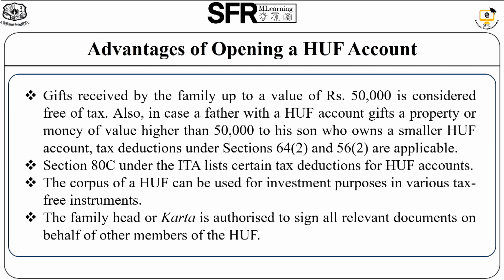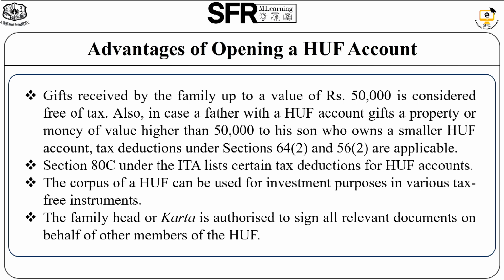Up to 50,000. Also, in case a father with a HUF account gifts property or money of value higher than 50,000 to his sons, who own a smaller HUF account, tax deductions under section 64 subsection 2 and 56 subsection 2 are applicable. So these are the main advantages of HUF. Other than the HUF, we have no tax deductions on other occasions, but only in HUF we have some other tax concessions. Section 80 subsection 3 under the ITA lists certain tax deductions for HUF accounts.